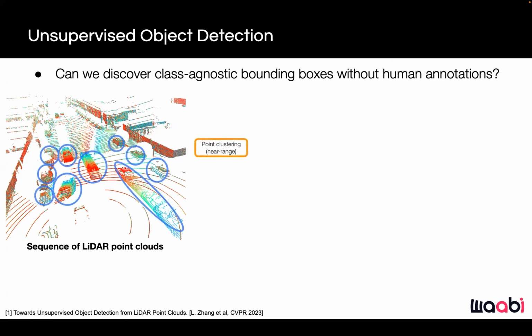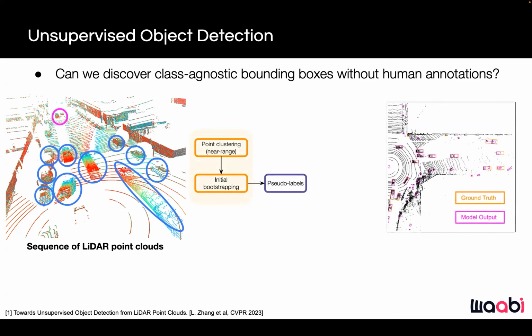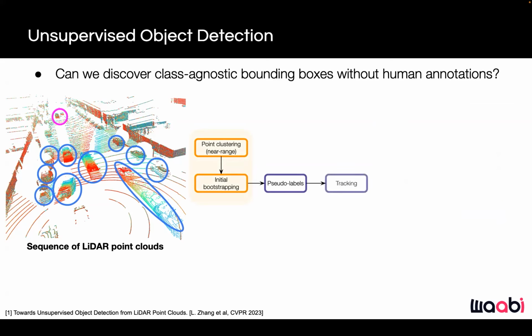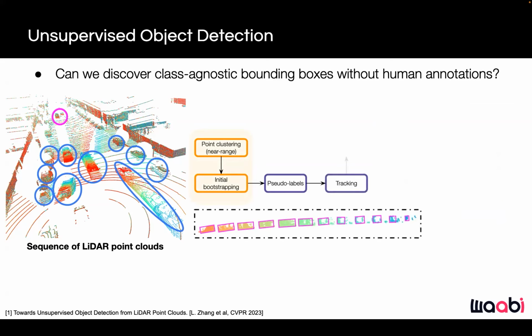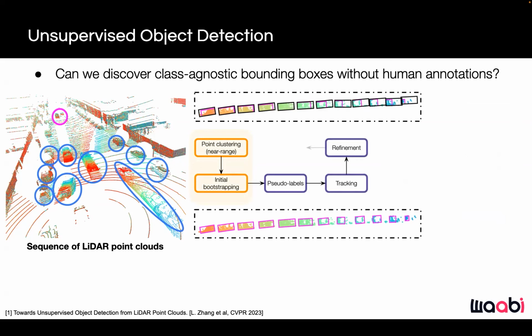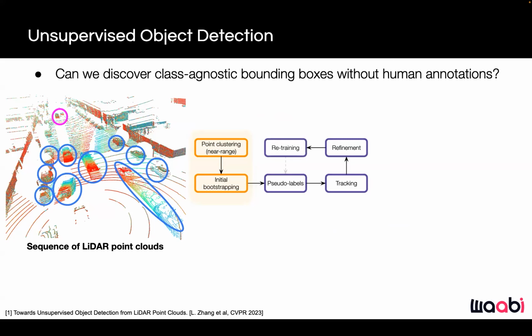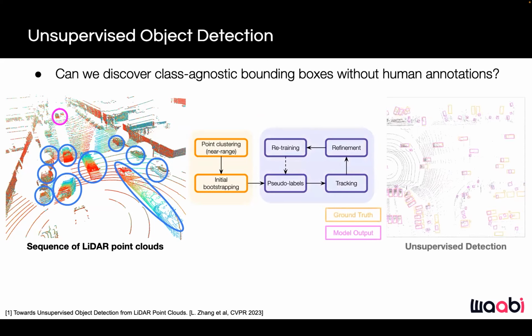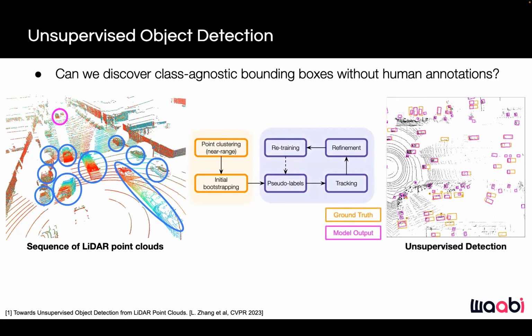We first cluster near-range points to produce an initial pseudo-label and utilize CNN's translation equivariance to obtain long-range pseudo-labels as well. Given pseudo-labels of full range, we utilize an unsupervised offline tracker to find the object tracks and apply trajectory level refinements to ensure that every object has the same physical object size across time. So after a number of self-training runs, we can get our final unsupervised object detector.